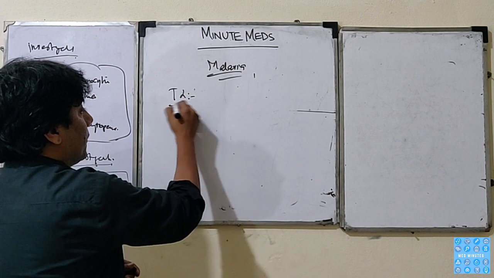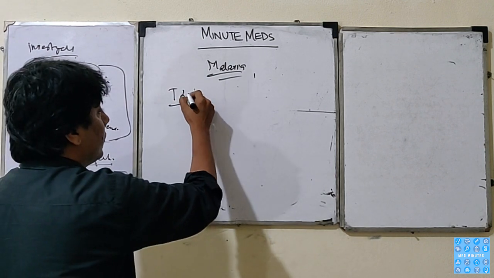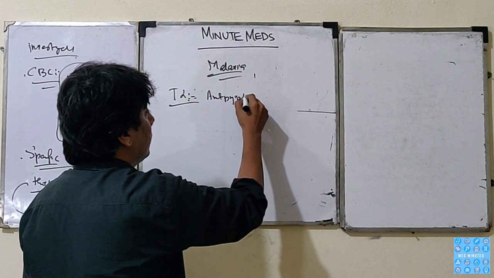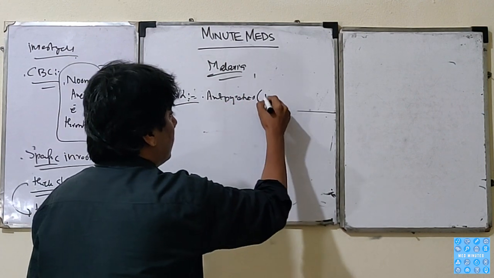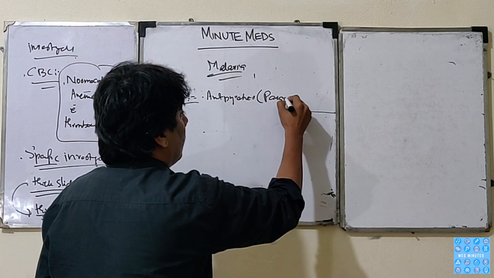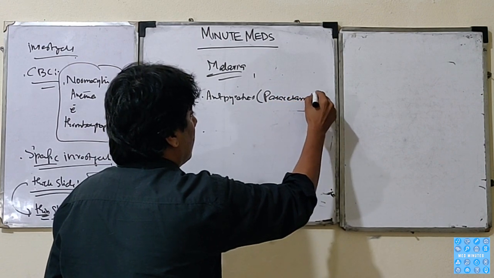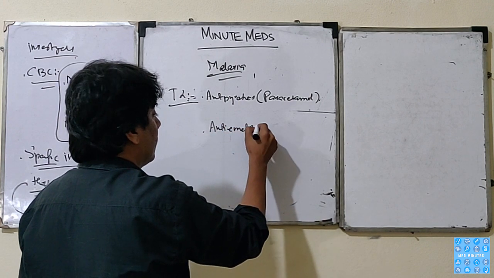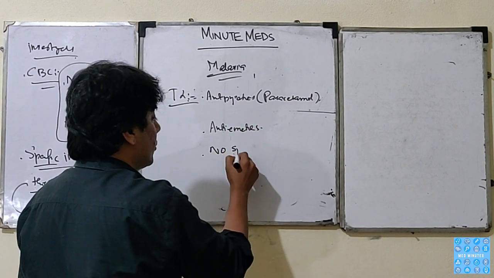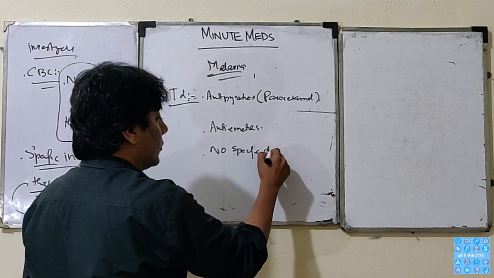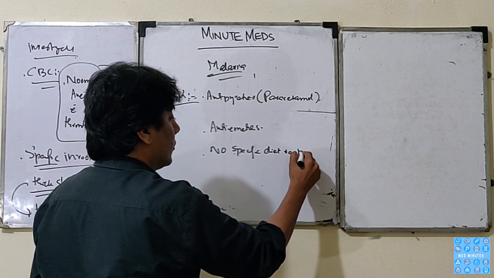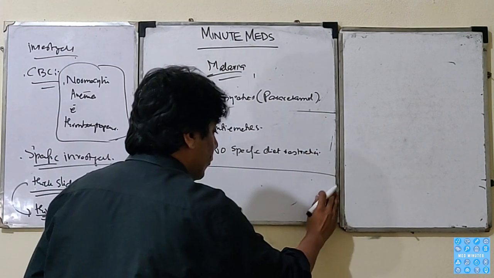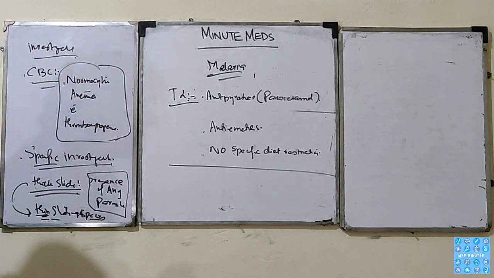First, the general treatment is to give antipyretics like paracetamol, antiemetics, no specific diet restriction, or dietary advice. Then, according to the strain, the antimalarial changes a bit.